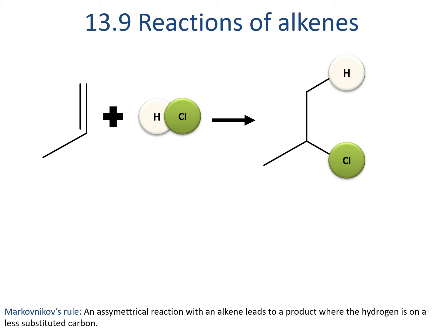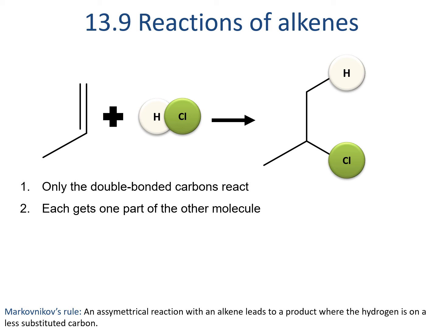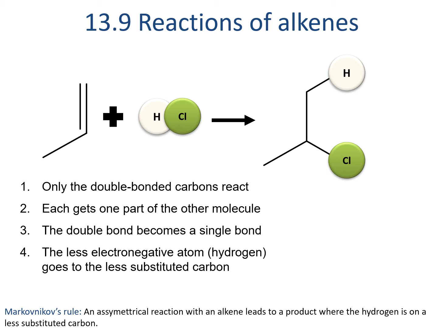They all follow these same rules. The only carbons that change are the alkene carbons. Each carbon gets one part of the other molecule, and the double bond goes away and becomes a single bond. And finally, the less electronegative atom, which for us is always going to be hydrogen, is always going to go to the less substituted carbon. Less substituted is just another way of saying the carbon that has fewer other carbons attached to it. So the hydrogen would go to a primary carbon over a secondary, for example. This rule for where hydrogen goes in these reactions is called Markovnikov's rule, after the scientist who first described it.